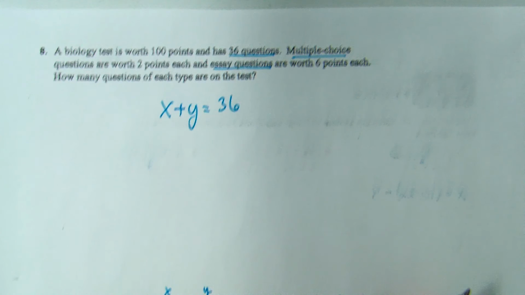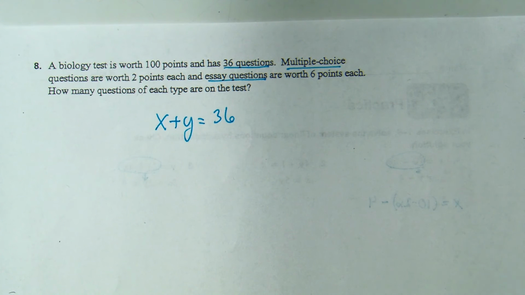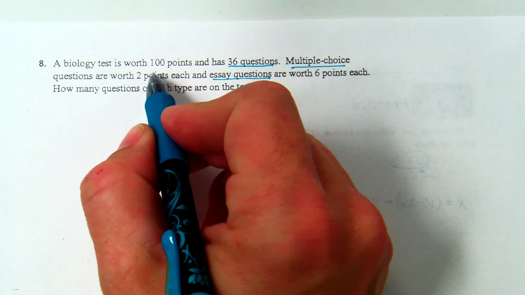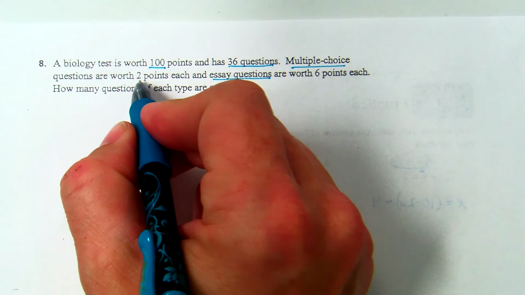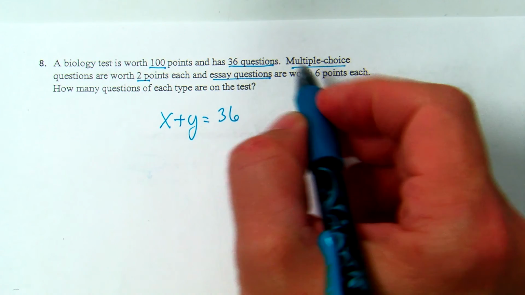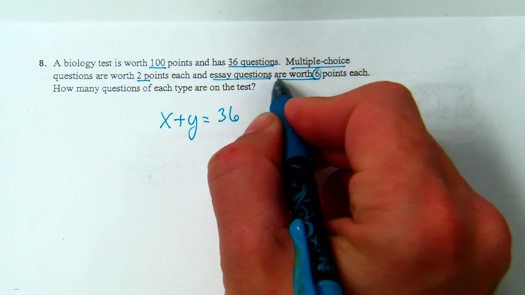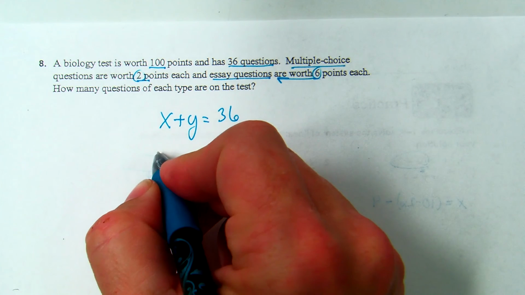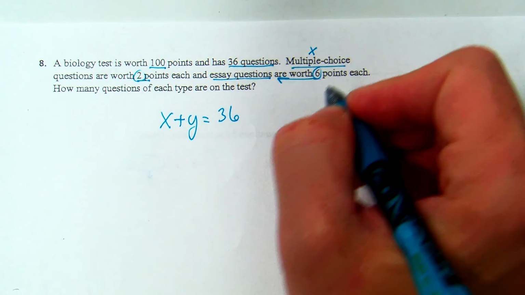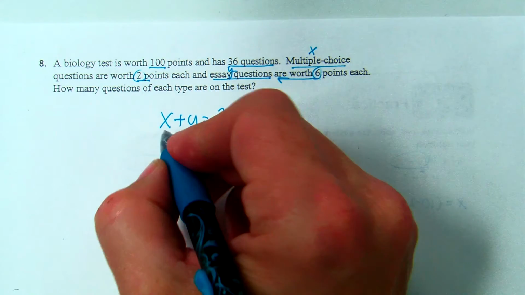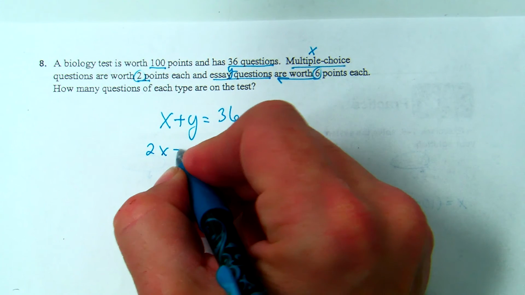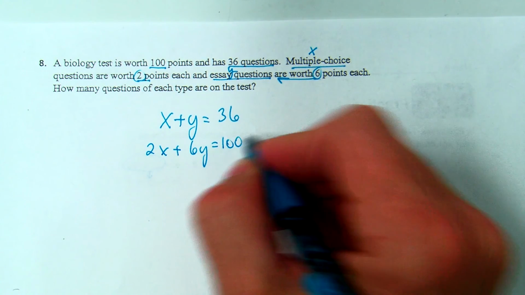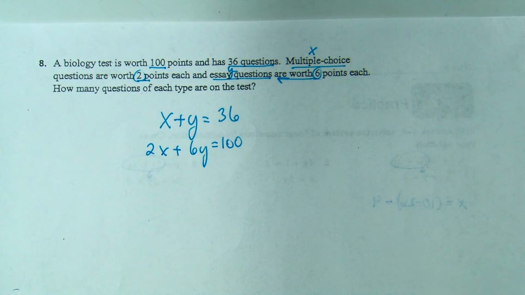And then you can go back and do the rest of the equation, or the second equation here, the rest of the word problem. You've got 100 points, the 2 points for the multiple choice, 6 points for the essay questions. And so we know that we're going to have, if we said multiple choice were X and essays were Y, then we would have 2X plus 6Y equals a total of 100 points. And there's your 2 equations.